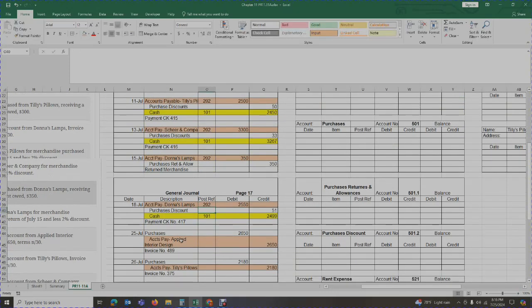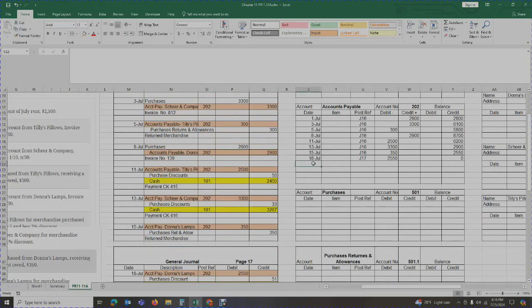Then on the 25th, I have a credit of $26.50. So, July 25th, Journal 17.